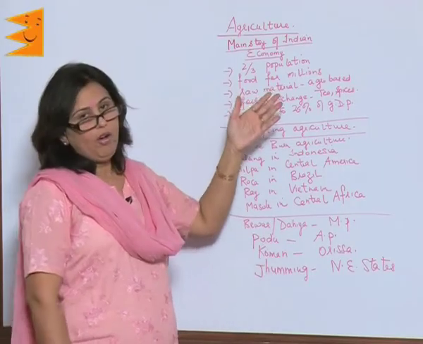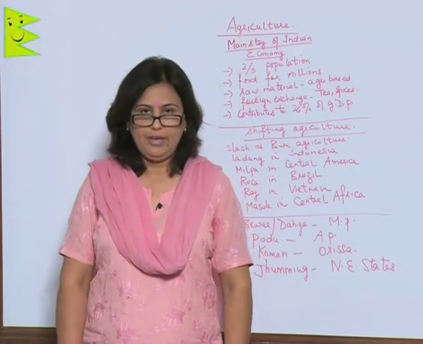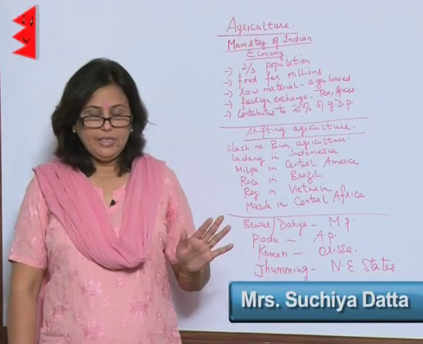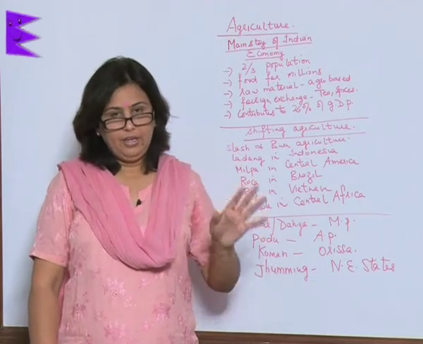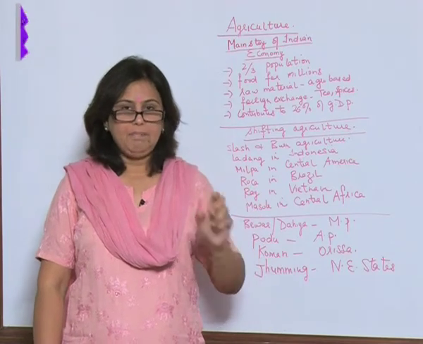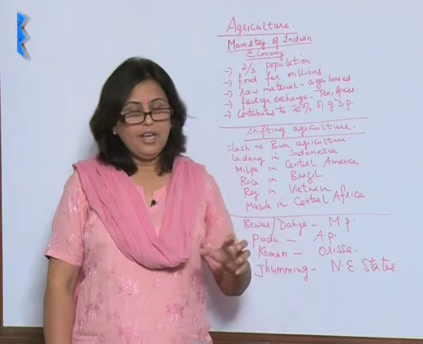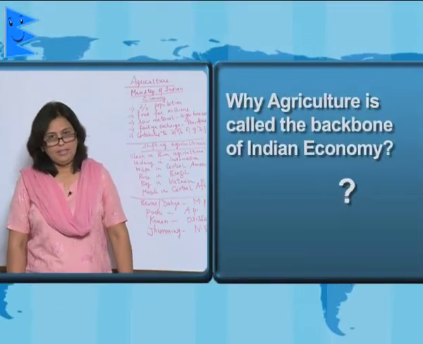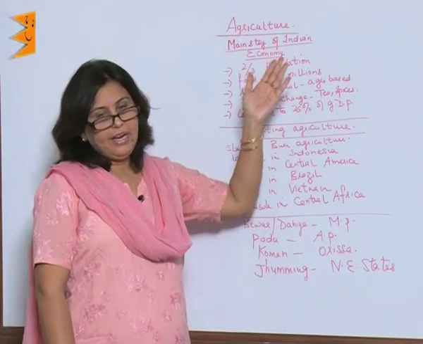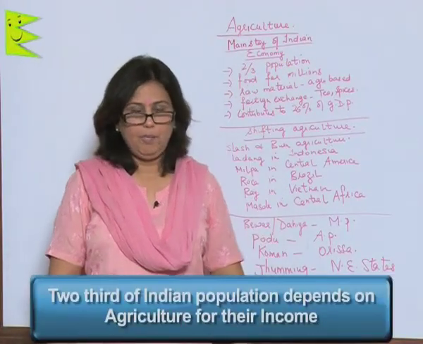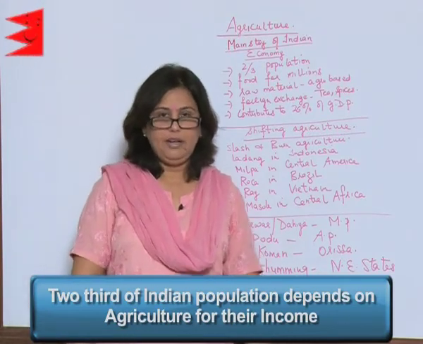Well, we were talking of agriculture as the mainstay of Indian economy. As I told you earlier, since most of the people in India depend on agriculture, it is called the backbone of Indian economy. Now, why is it called the backbone of Indian economy? The first factor is that 2/3 of the Indian population depends on agriculture for their income.